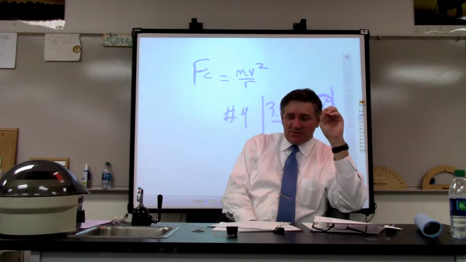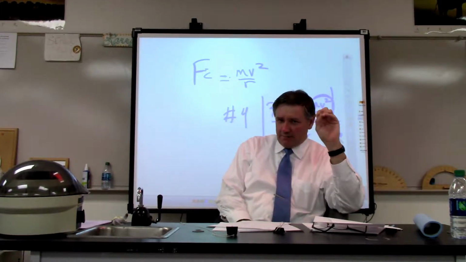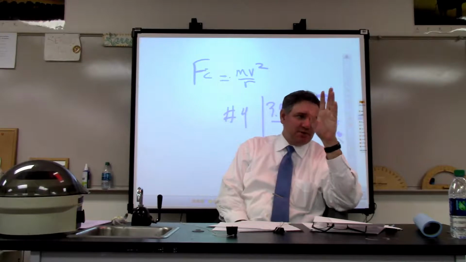You're going to calculate the centripetal acceleration using v squared over r. You're going to have the velocity, you're going to have the radius, and there you go.